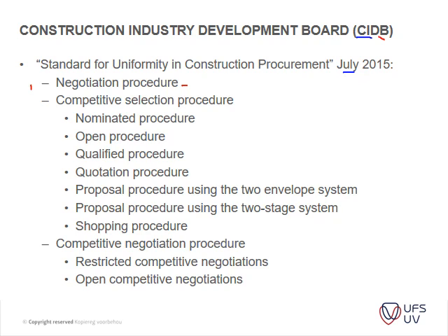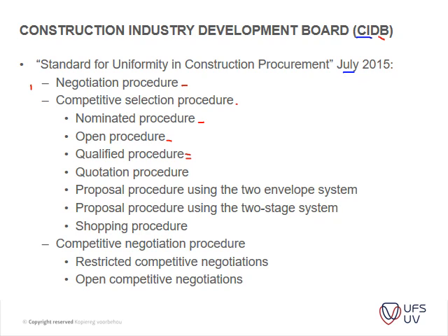And then you've got your competitive selection procedures, where you have a nominated procedure, where you nominate a certain amount of contractors and they can tender on the project. Only those contractors can tender. And then the one mostly used by government is the open procedure, where it's an advert and any contractor that adheres to the requirements can actually tender on this project. Then you have your qualified procedure, where you only invite contractors that are qualified, so they screen in the pre-tender period.